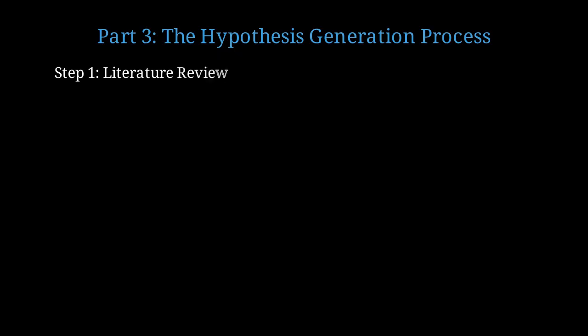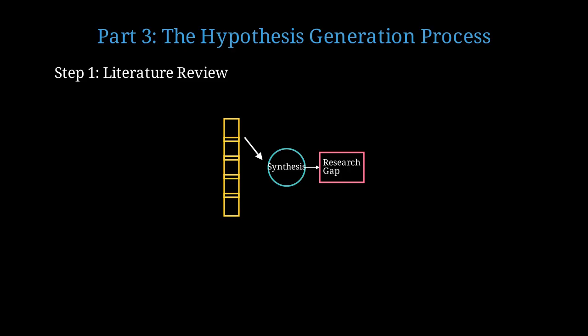Step 1 is conducting a thorough literature review to understand existing knowledge. You gather multiple papers, synthesize their findings, and identify gaps where your hypothesis can contribute new knowledge. Step 2 is identifying a specific gap that hasn't been adequately addressed. Ask yourself, what important questions remain unanswered in this field?